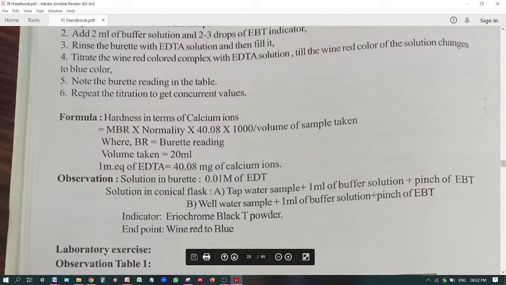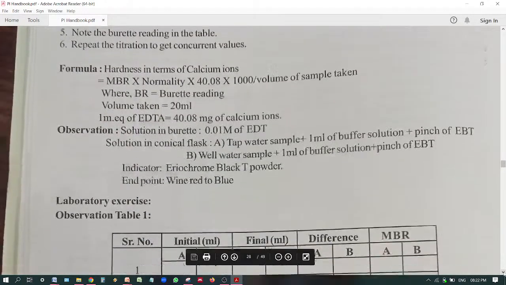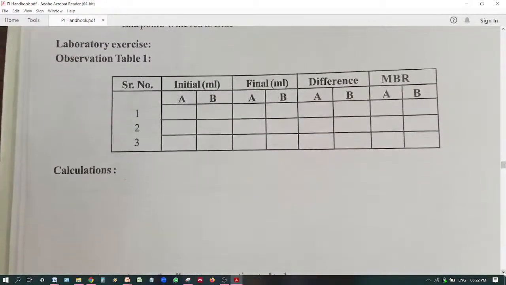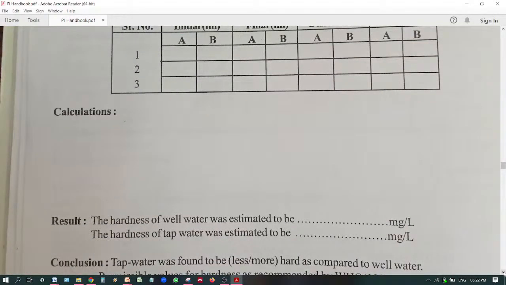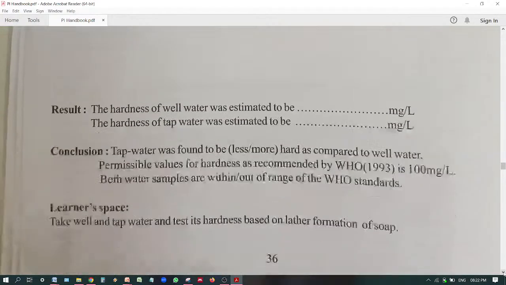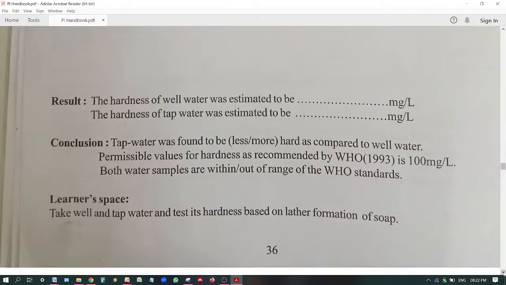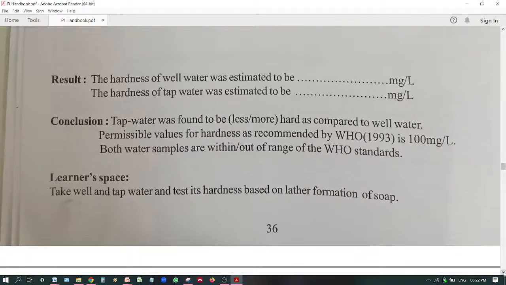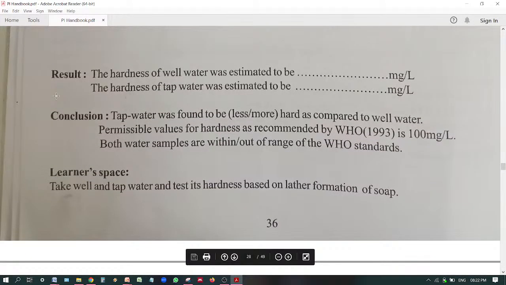Now let us solve this second point. One point to be noted, that you will be getting wine red to blue color as your end point. This is your observation table, which I have given you in your regular practical, that only you will be solving. This conclusion is really very important from the viva point of view.